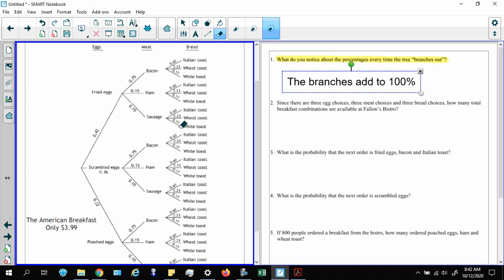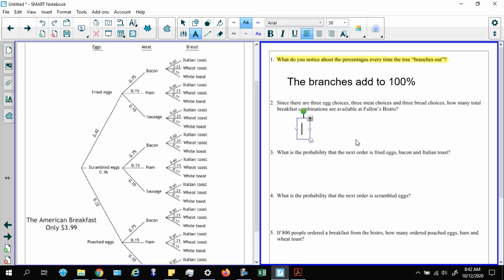Since there are 3 egg choices, 3 meat choices, 3 bread choices, how many total breakfast combinations are available? Okay, so we're not necessarily needing the tree for this one. So since there are 3 egg choices, 3 meat choices, 3 bread choices, how many breakfast combinations are there? Well, this kind of goes back to the license plate lesson, where all you do is just multiply all the options. So 3 times 3 times 3 gives me 27 options. So 27 total options in this cafe.